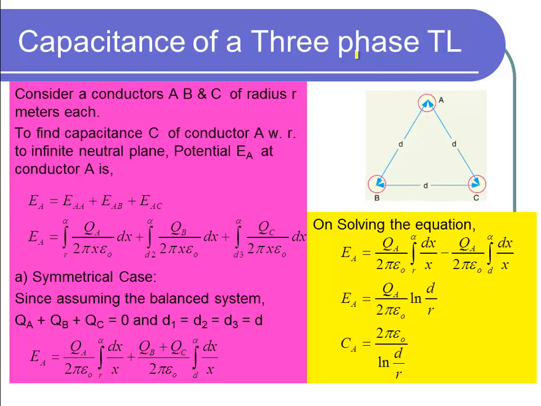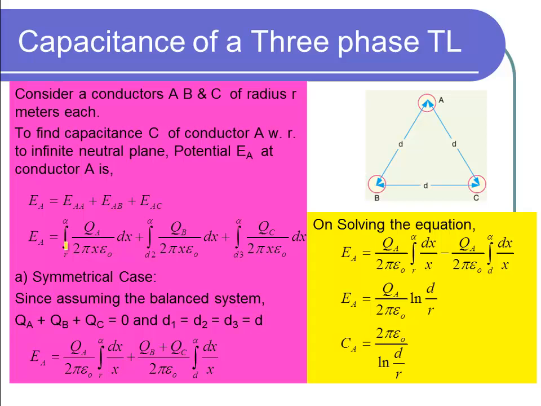Now it's for the three-phase transmission line. Here also we have to go for symmetrical spacing as well as unsymmetrical spacing. Again, consider three conductors A, B, C of radius r meters and distances d1 equal to d2 equal to d3 equal to simply d. Again here the electrical potential EA equals EAA plus EAB plus EAC, and on substituting these values we will get this equation.